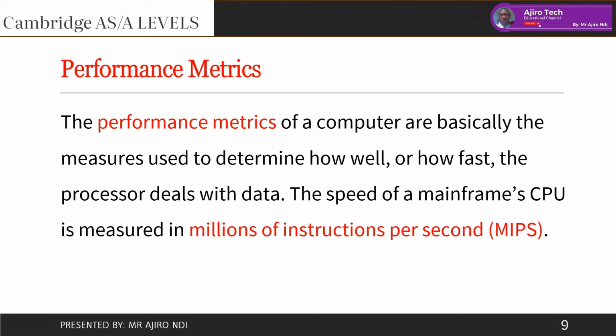Mainframes use a very large number of different instructions, so it's not the same instruction. While we're looking at the performance metrics that determine how well or how fast the processor deals with the data, it's not always the same measure.